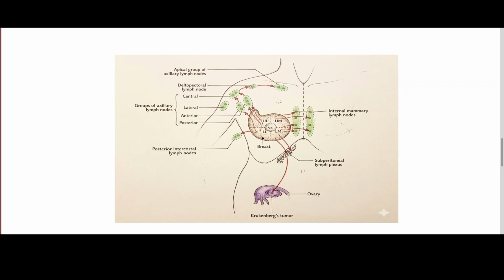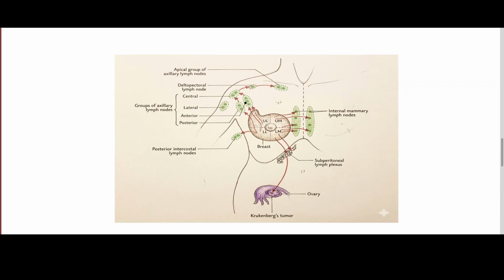So let's look at the lower lateral quadrant. Some lymph from the lower lateral quadrant drains into vessels and then into the posterior intercostal lymph node. For the lower medial quadrant, some lymph drains into vessels here, and they communicate with the subperitoneal lymph plexus. So this is basically how the lymph flows.